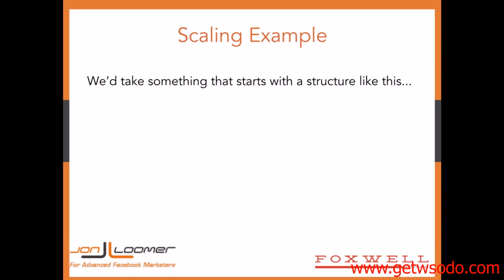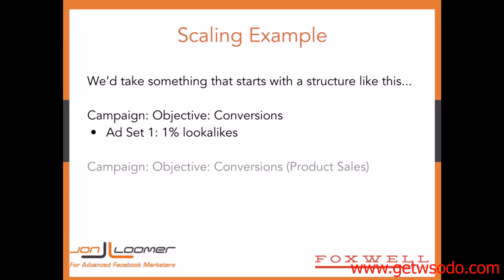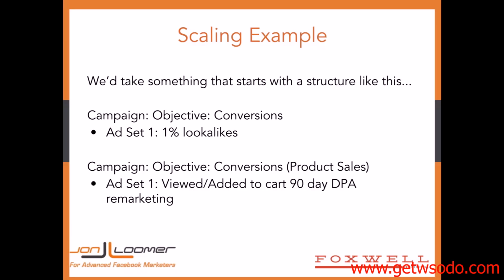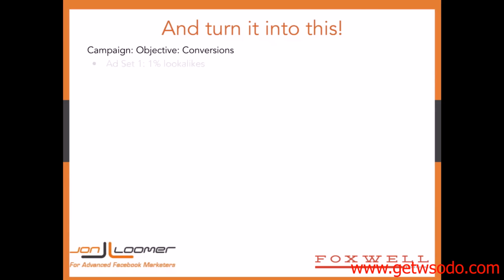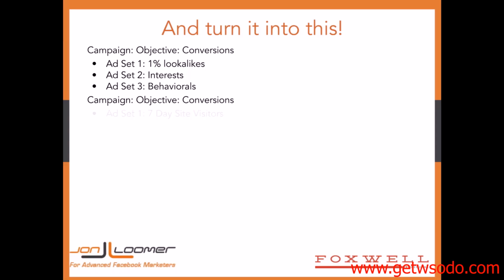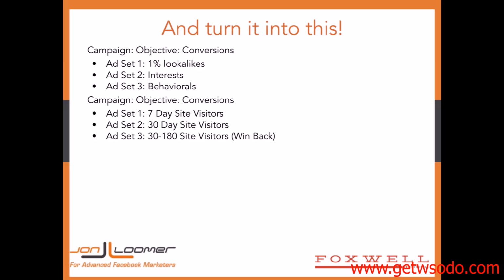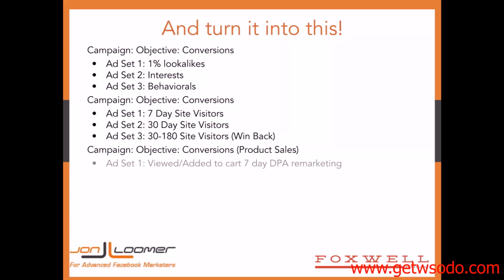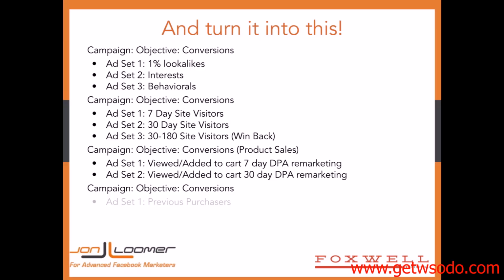So a scaling example is you would take something that starts like this. You take a 1% lookalike ad set, and then you'd have the ad set for conversions for product sales, viewed or added to cart, 90-day dynamic product ad. And I would build it out eventually into something that looks like this. Now, this is not something I would say you go for immediately, but I wanted to give you an idea of where we're going, what these things look like, and what options you have as you scale over time.